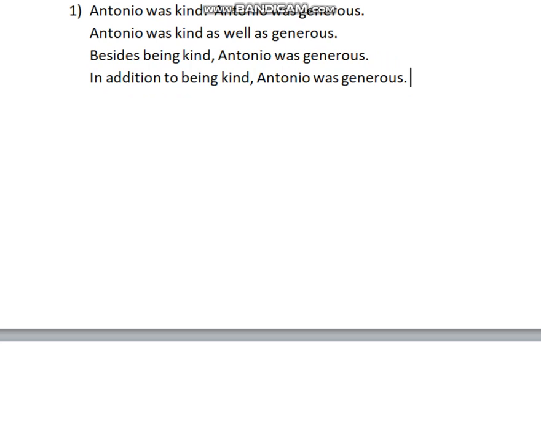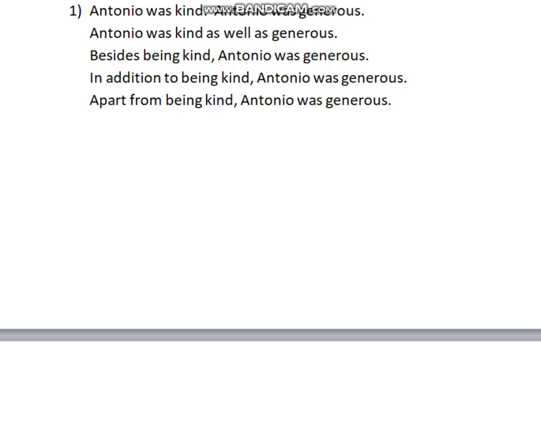And then apart from being kind, Antonio was generous. So here, as you can see, my sentences begin with these. You may also use these in the middle, but in that case, there won't be a comma.